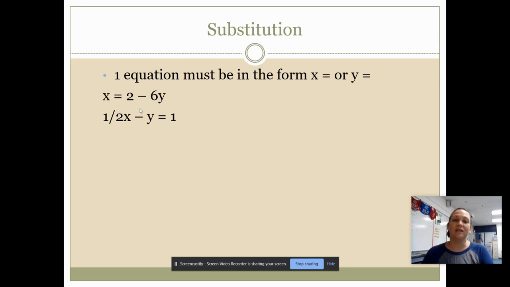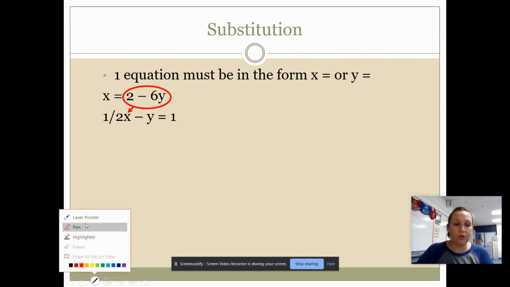Substitution says that if you have x equals something, then anywhere that you see the letter x, you can scribble it out and replace it with that something that x is equal to. And so in this problem, I'm going to take the 2 minus 6y, and I'm going to substitute it into the second equation where the letter x is.